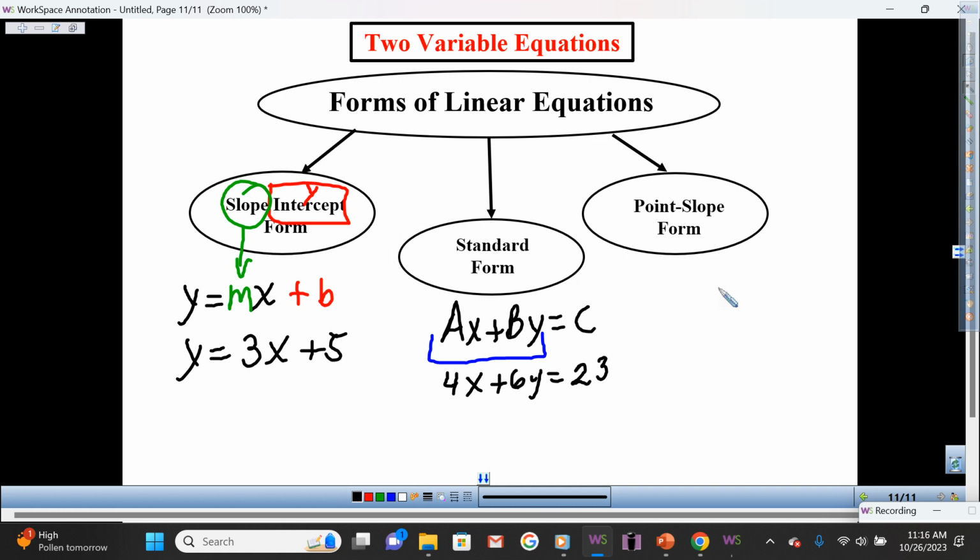There it is. The last form that we're going to get to is point slope. It looks like this: y minus y1 equals m parentheses x minus x1. Does that look familiar? Kind of, sort of. But we'll get there when we get there. I'm not going to give you an example because we're not there yet, but we're going to be working with these two, but mainly today with slope-intercept form.